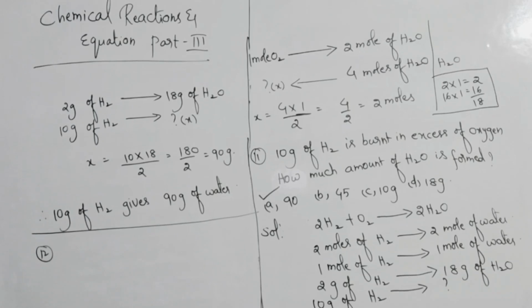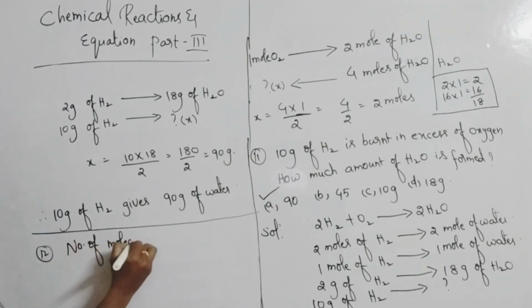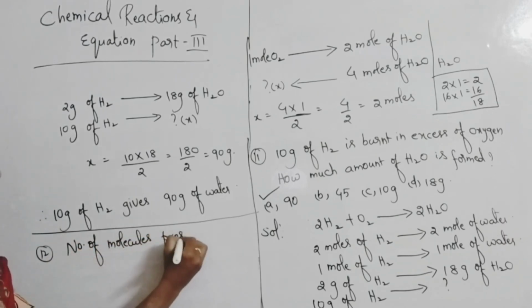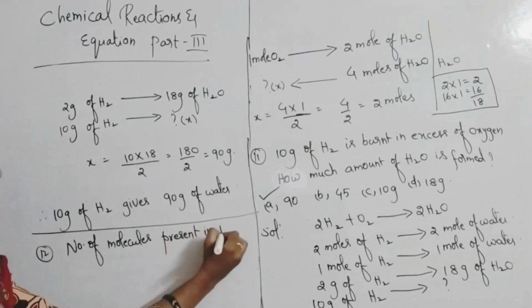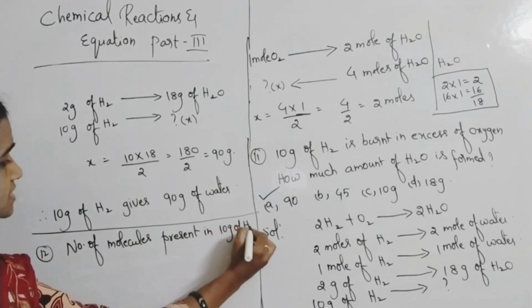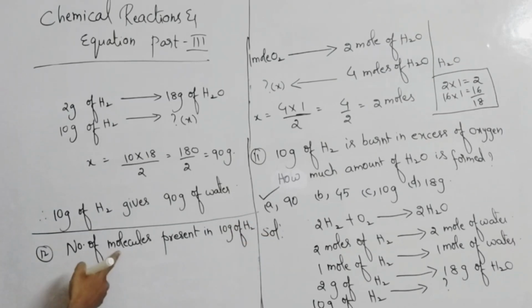Number of molecules present in 10 grams of H2. The 12th question is: number of molecules present in 10 grams of hydrogen. He is asking for the number of molecules. Please check carefully, options are given. Let us check. Option A is 6.023 into 10 power 23, the Avogadro number, directly I am writing.